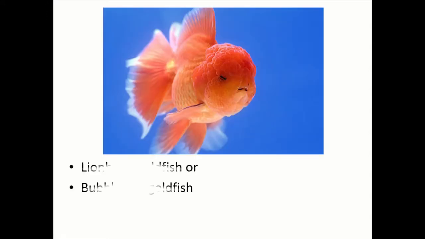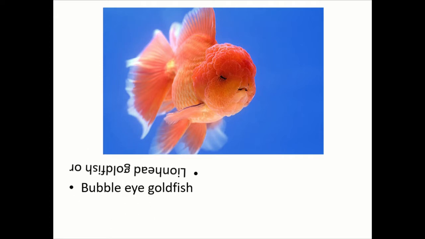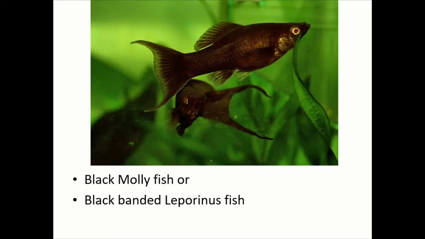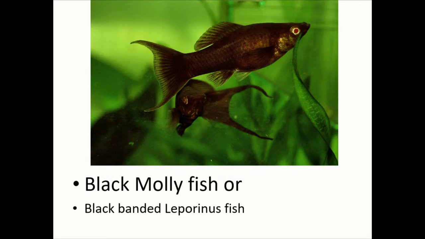What about this one? It is a goldfish, but is it a lion head or a bubble eye goldfish? Have a vote. Make up your mind. Here comes the answer. That's the lion head goldfish. So here we have either a black molly fish or a black banded leporinus fish. Which one do you want to go for? Have you voted? Well, the correct one is the black molly fish.